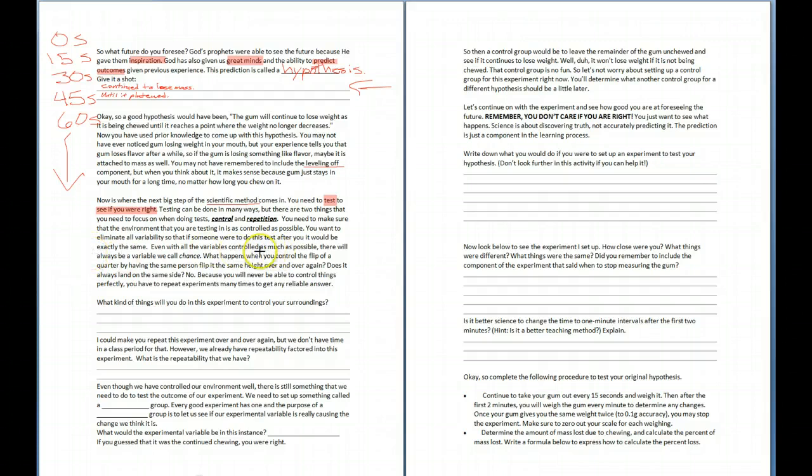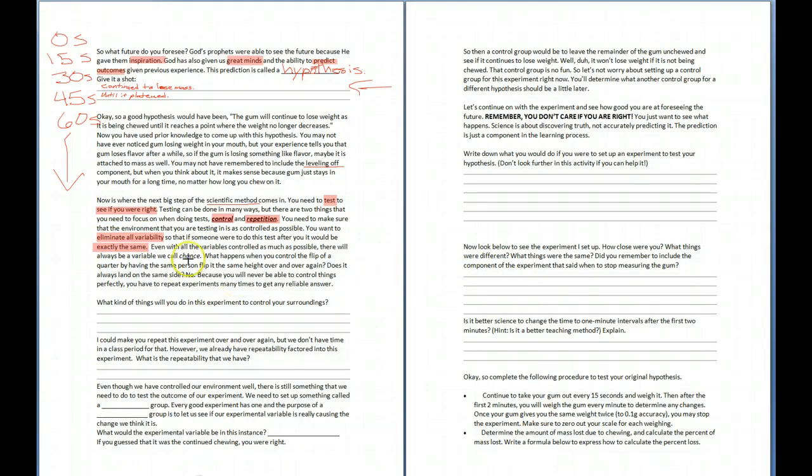So, what do we need to focus on now? Well, we need to focus on two big things. We need to make sure we have control and make sure we have repetition. Control and repetition are two very important aspects of doing any sort of test, okay? We need to make sure it's as controlled as possible. Try to eliminate all the variables. If somebody else were to do this test after you, they should be able to do that test exactly the same as you.